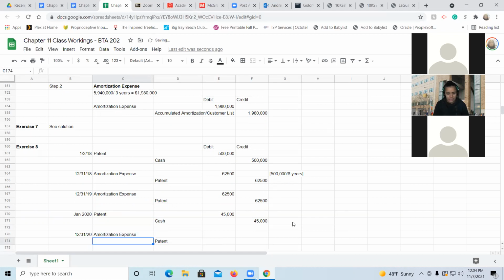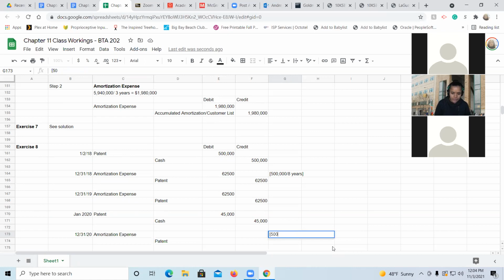Notice how the accounts are exactly the same, but instead of 500,000, obviously it's going to be 545,000, right? Because you're adding the additional 45,000 onto the cost of the patent, still divided by 8 years, not because there's 8 years left, but the life of the asset is 8 years. So let me think. 2 years have passed. We probably have to do it slightly differently. Let me do it a different way.